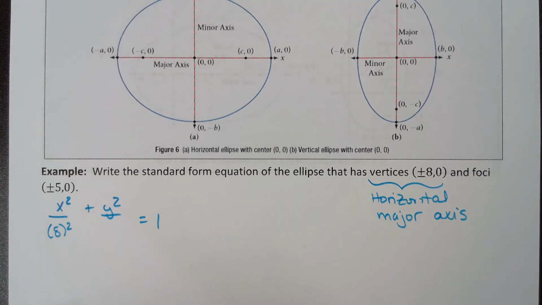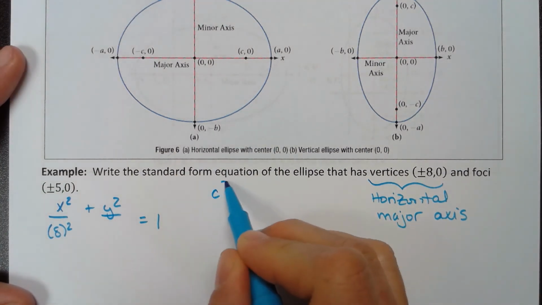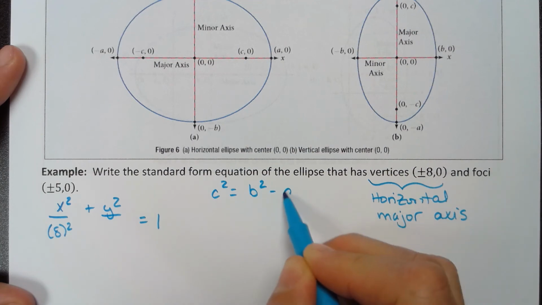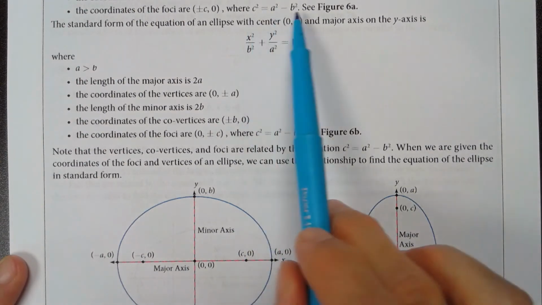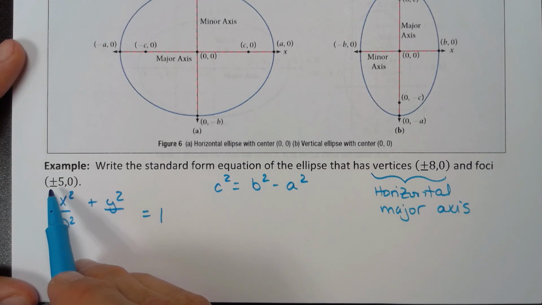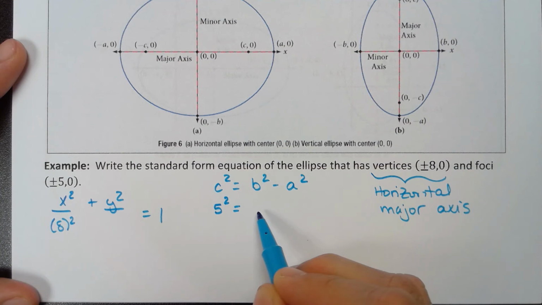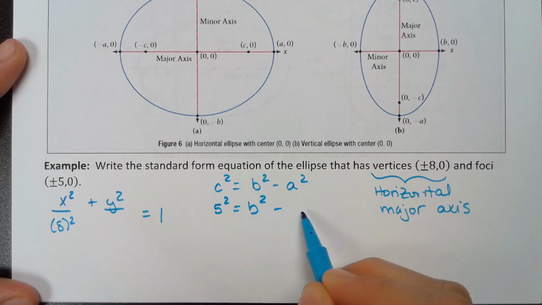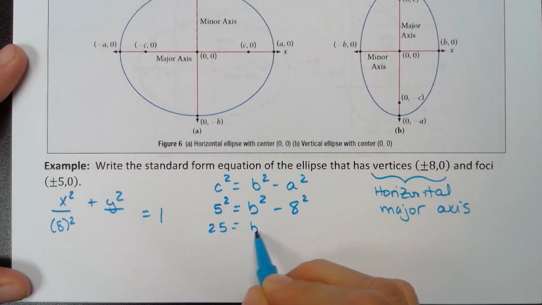Okay, so what else do we need to know? We need to know what our b is. Well, to get b, we have to find c because we're given the foci in this case. And c squared is equal to b squared minus a squared. That's the formula that we were given up here. c squared is equal to a squared minus b squared. Well, we know that c is going to be 5, right? So we have 5 squared is equal to b squared minus 8 squared. So 25 equals b squared minus 64.